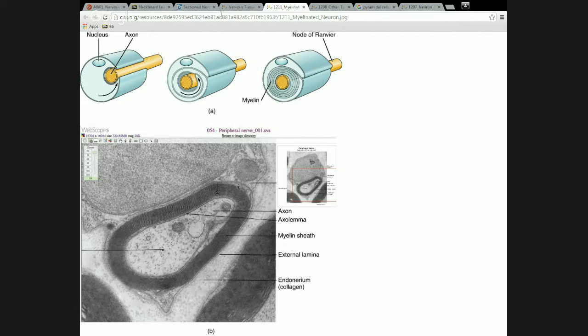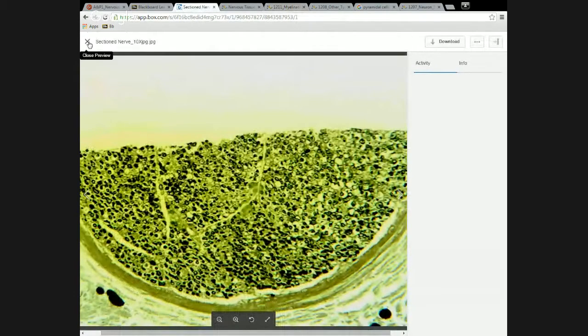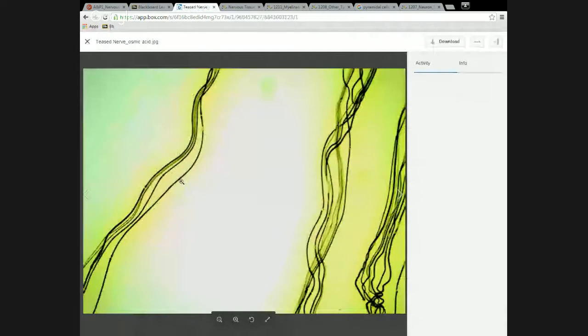Now, the last slide I want to show you uses the same kind of staining technique, that same osmium stain, but instead of looking at a sectioned nerve, what we're looking at here is a teased nerve. So what was done is, just like in the watermelon slice picture I showed you a second ago, the nerve was cut in half and opened up. But instead of making cross sections of that half of a nerve, they took tweezers or something and pulled the individual nerve fibers out.